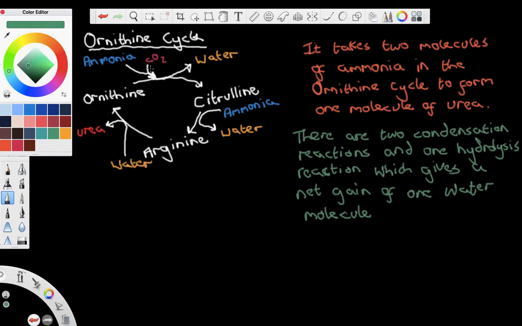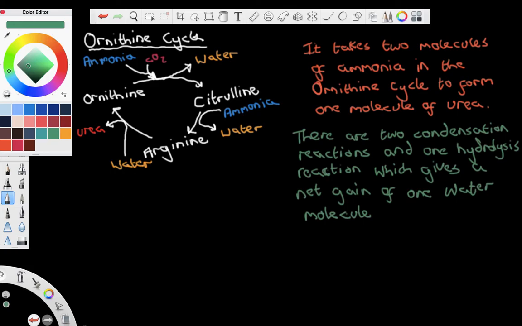So we have ammonia and carbon dioxide added to ornithine, which creates water and citrulline. Citrulline is then added to more ammonia, which forms water and arginine, and then water is added back to arginine to create urea and ornithine. Okay? So that is nitrogen metabolism.